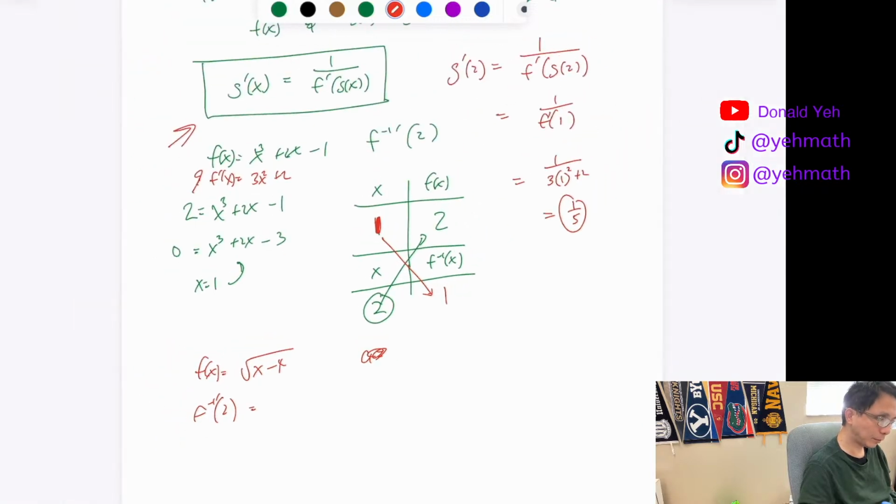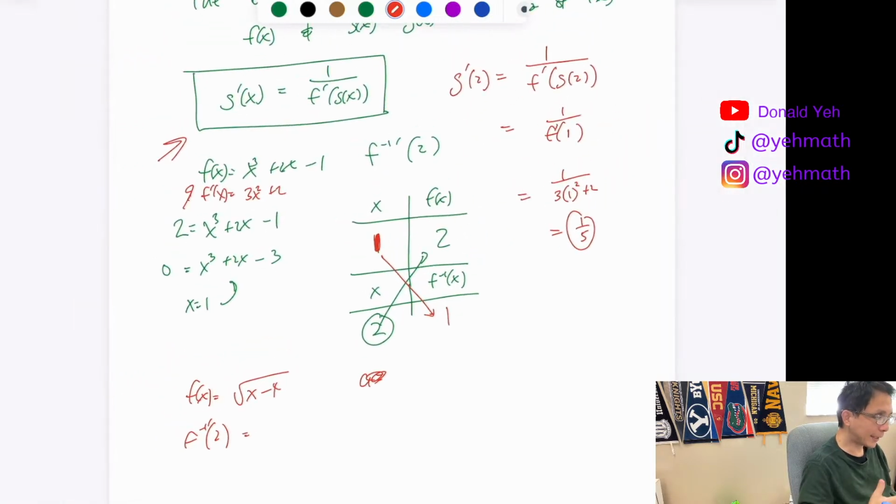So the idea is I don't need to find the inverse function. I can take a derivative without going to the inverse using that.